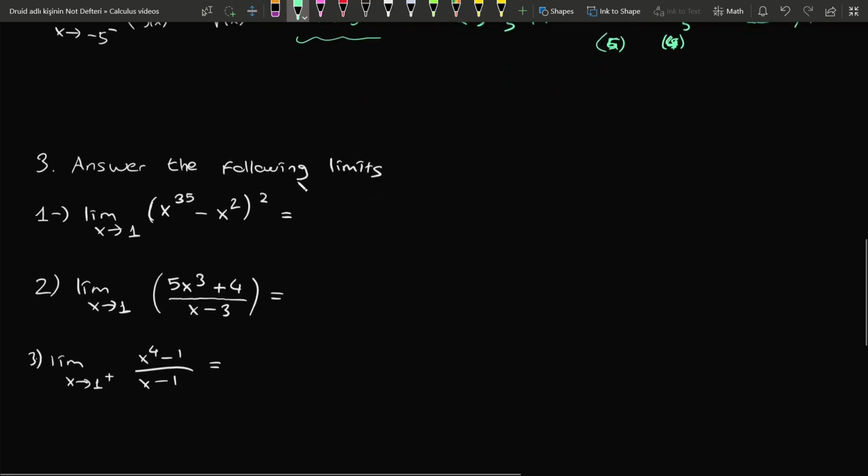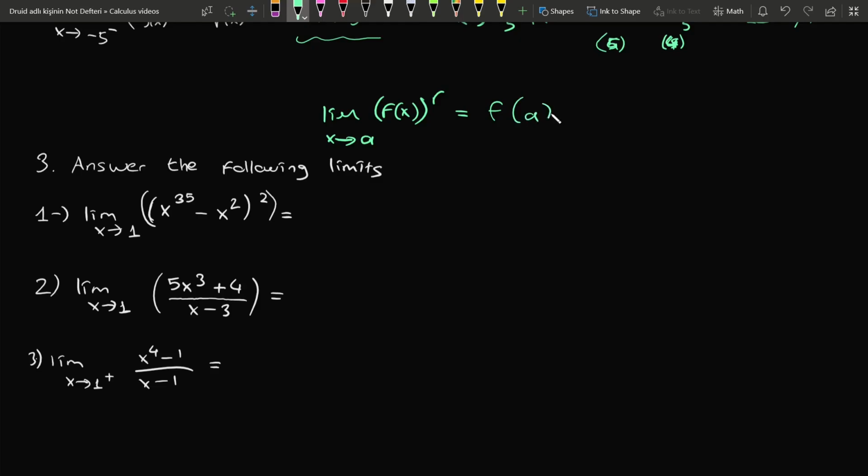And now we have answered the following limits. Now that our x is approaching a value, let's see. A limit of, in the parentheses we have, maybe it could be better if we show it like this: limit of (x to the power 35 minus x squared), and this is also squared. If I remember my rules, if I have something like this and there's a power of it, it doesn't matter. The way we learned it was r over s, but still, let's say it's r. I can say this is equal to this, right?